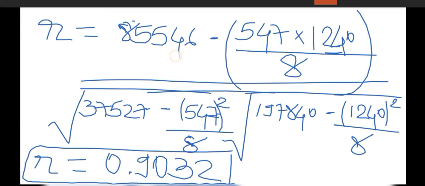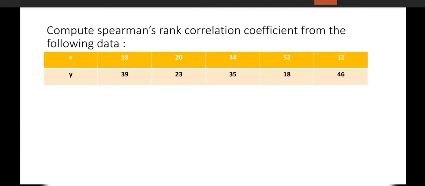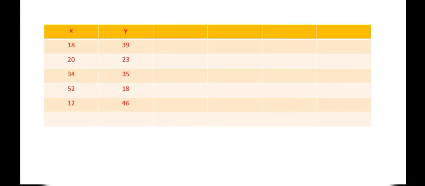Now next example. Compute Spearman's rank correlation coefficient from the following data. So values of x and y are given. As you can see, we have 1, 2, 3, 4 and 5 values. So our n will be equal to 5. Again, we need to make a table.